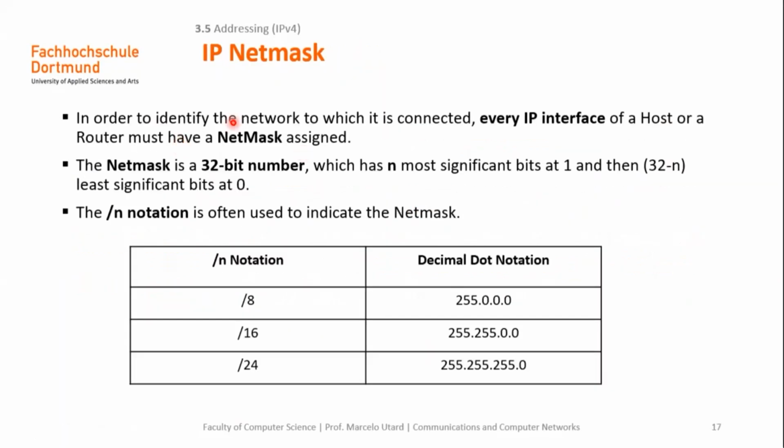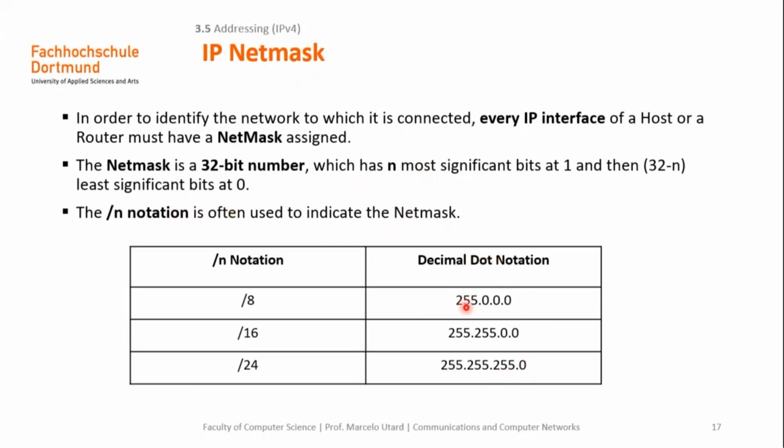I repeat, this concept is very important in order to identify the network to which an interface is connected. Every IP interface of a host or a router must have a netmask assigned. The netmask is a 32-bit number that has n most significant bits in 1 and 32 minus n least significant bits in 0. We could use the decimal or the dot decimal notation in order to identify a netmask.